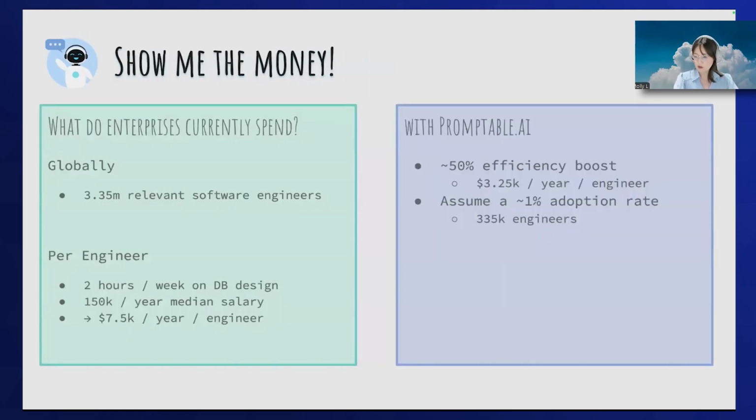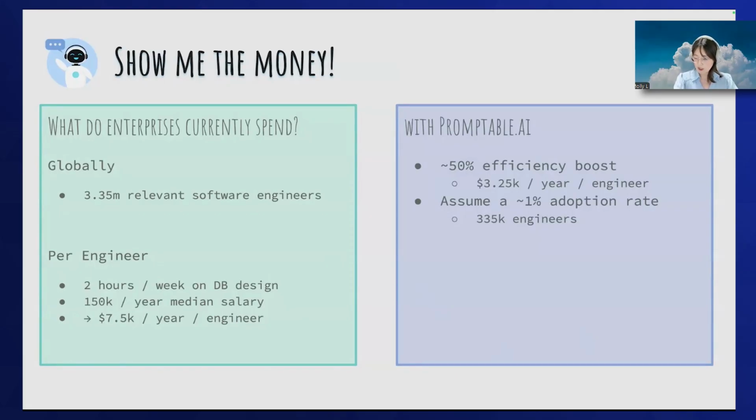Okay, so enough technical details. Let's talk money. All right, so first up, let's address the value addressable market. Globally, there are 27 million software engineers. Let's assume 25% of them are doing backend or data engineering, and 50% of those are doing some kind of database design. So that comes out to 3.35 million relevant engineers.